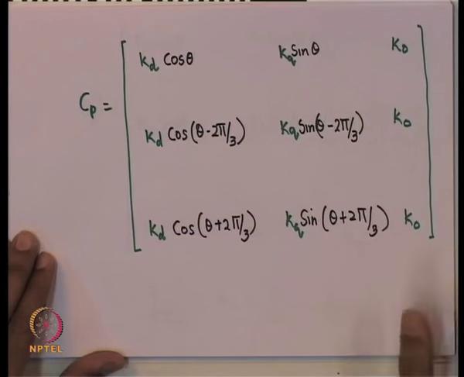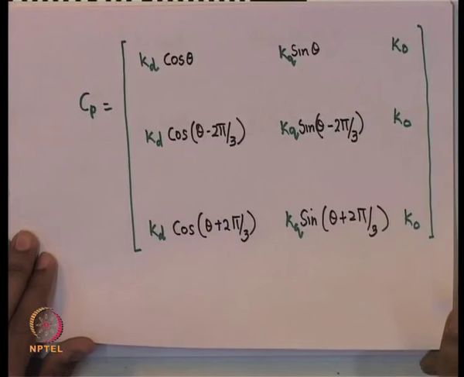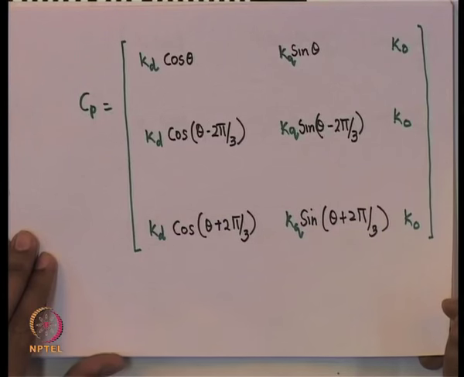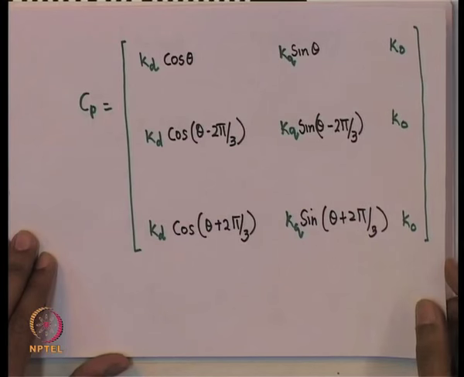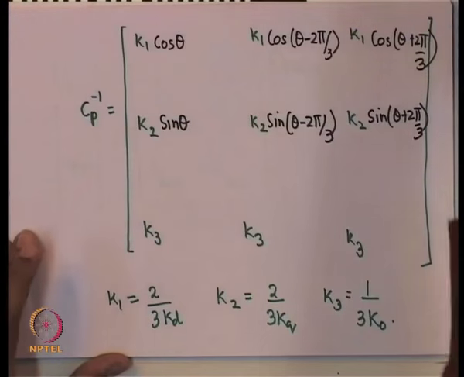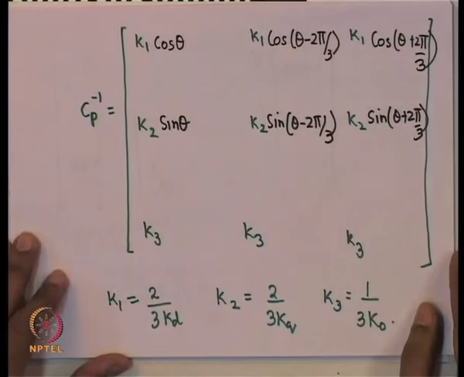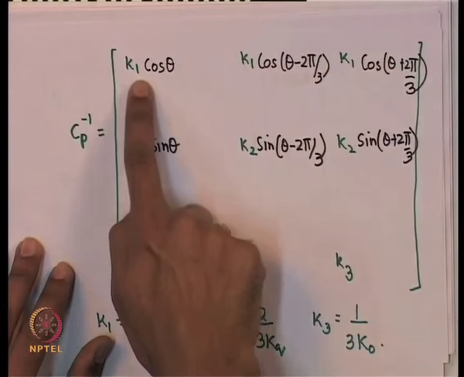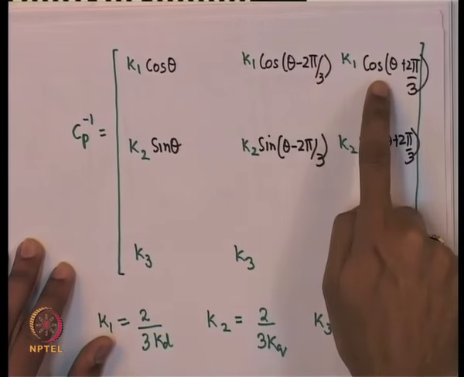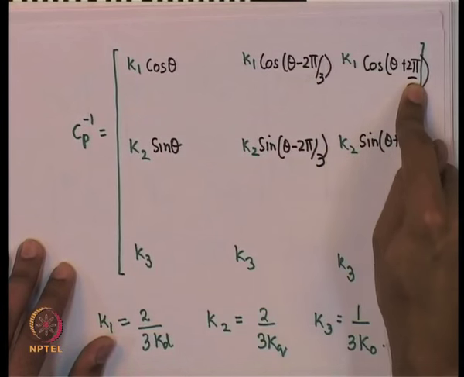Whatever be their value, as long as they are not 0, they satisfy our purpose of trying to convert the time variant flux relationships into time invariant flux relationships in the dq0 variables. C p inverse in fact looks like C p transpose. If you look at the structure, you will see that you have got cos theta minus 2 pi by 3 and cos theta plus 2 pi by 3 here.